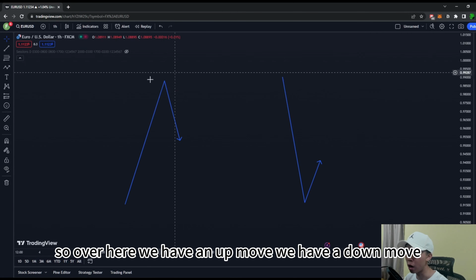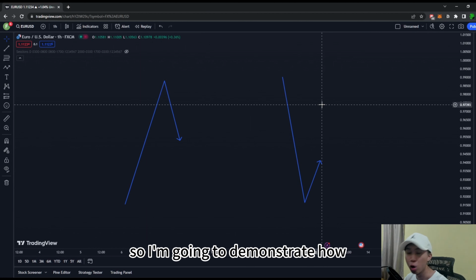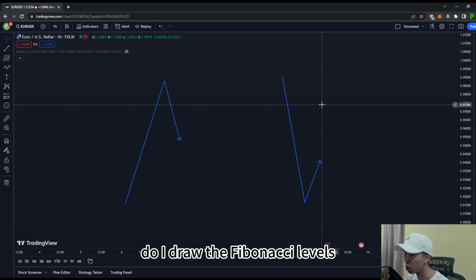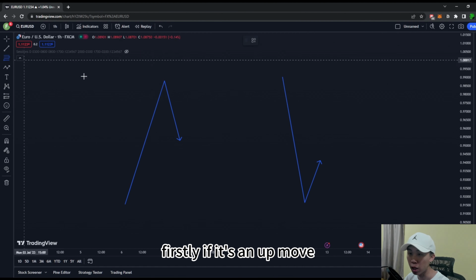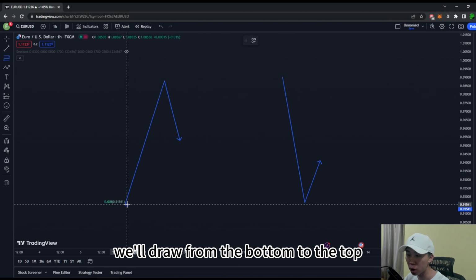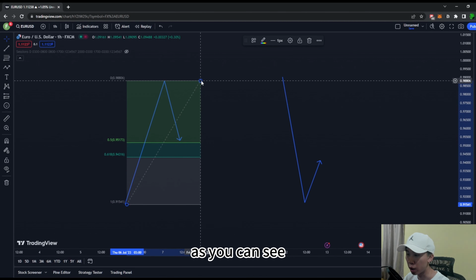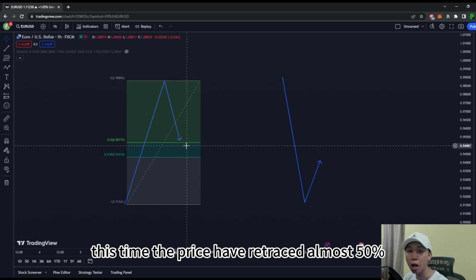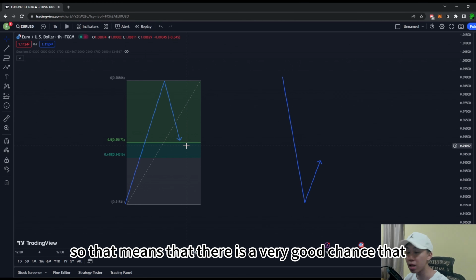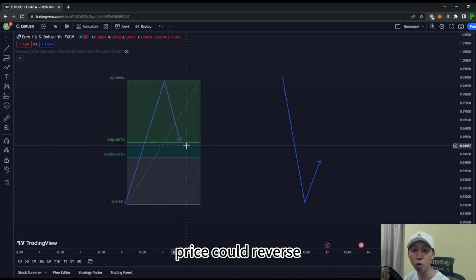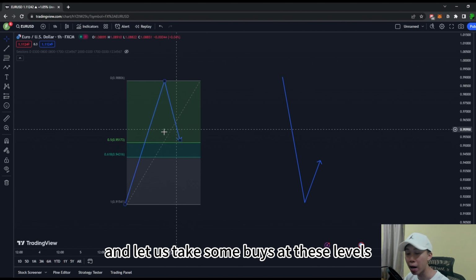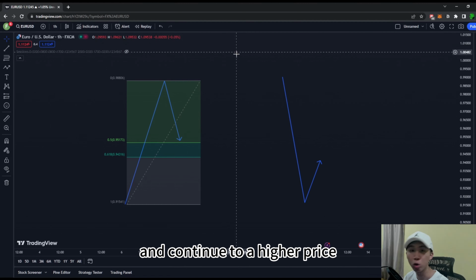So over here we have an up move, we have a down move. I'm going to demonstrate how I draw the Fibonacci levels. Firstly, if it's an up move, we'll draw from the bottom to the top. As you can see, this time the price has retraced almost 50%. So that means there is a very good chance that price could reverse, and let us take some buys at these levels and continue to a higher price.